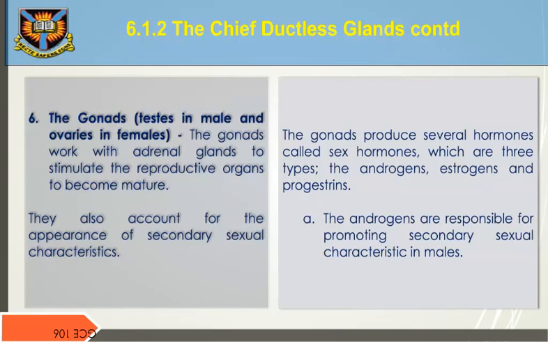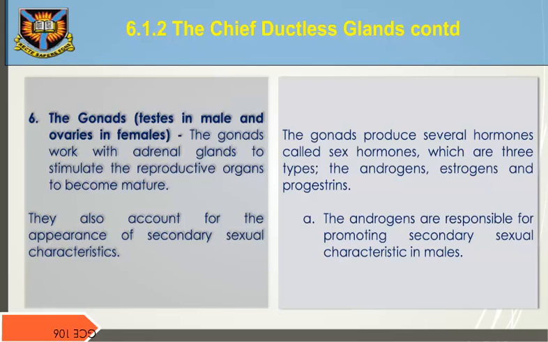6. The gonads, testes in males and ovaries in females. The gonads work with adrenal glands to stimulate the reproductive organs to become mature. They also account for the appearance of secondary sexual characteristics. The gonads produce several hormones called sex hormones, which are of 3 types: the androgens, estrogens, and progesterones.